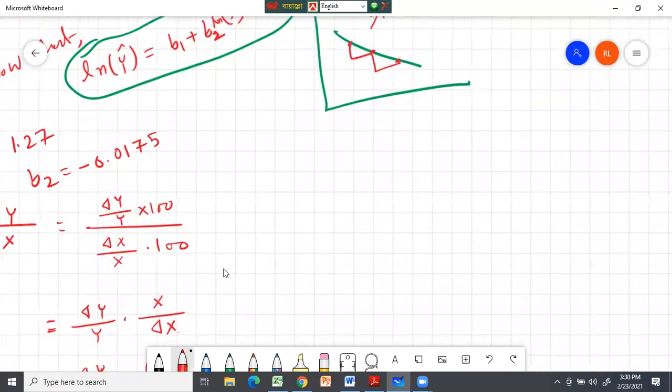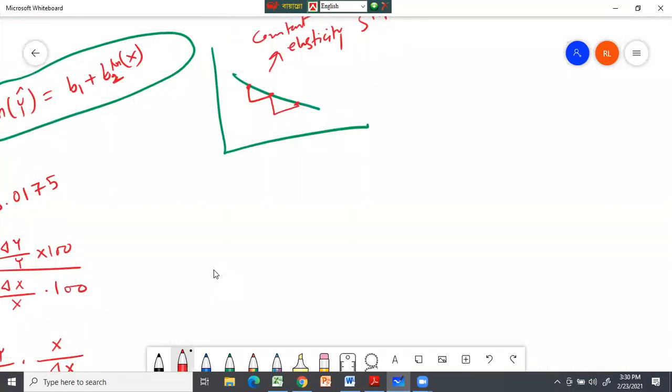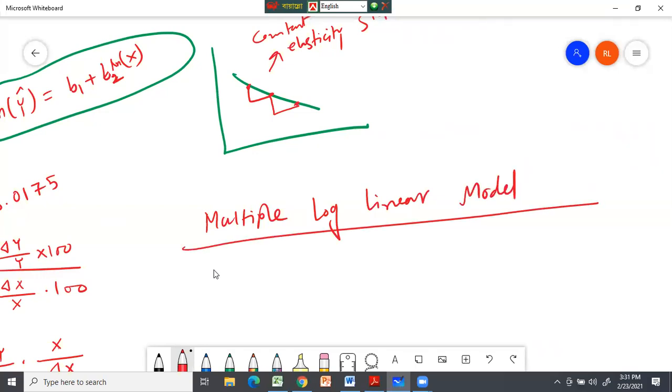Now, for any log linear model that incorporates multiple factors, that means for a multiple log linear model, how do you explain it? In a multiple log linear model, definitely there will be more than one explanatory variable. And once you have estimated the parameters of those explanatory variables in the multiple log linear model, how do you explain them?